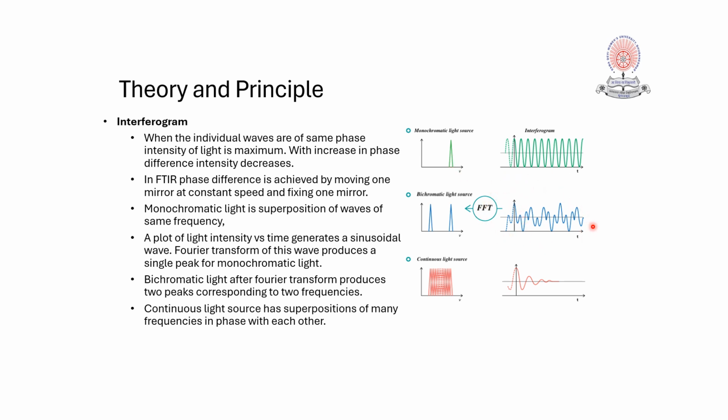This is the interferogram of a bichromatic light. After Fourier transform, it generates two peaks. For a continuous light source, after FFT, it produces a superposition of many frequencies which are in phase with one another.